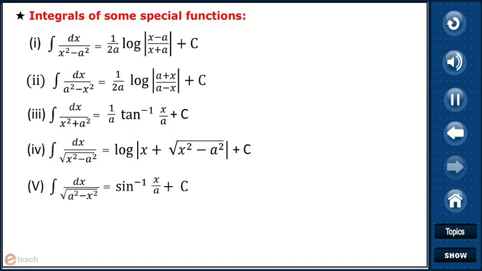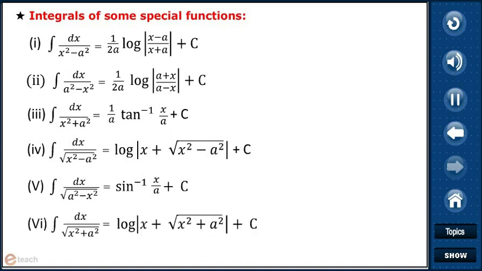Number 5. Integration dx divided by root over a square minus x square equals sin inverse x by a plus c. And integration dx divided by root over x square plus a square equals log of mod of x plus root over x square plus a square plus c.